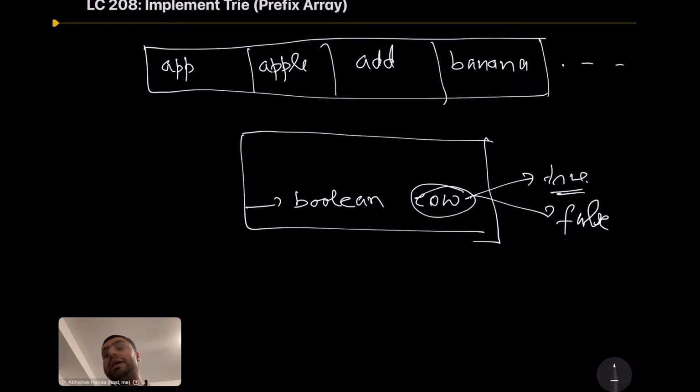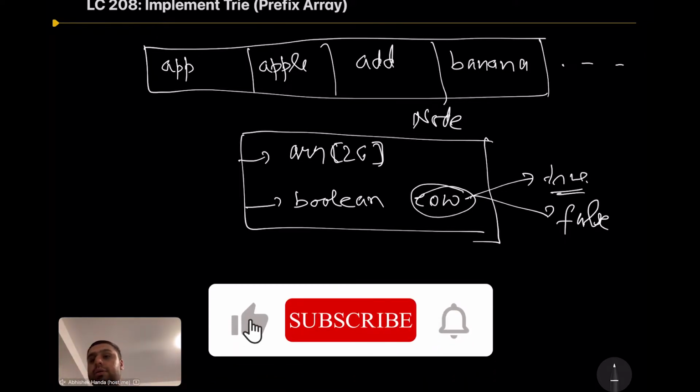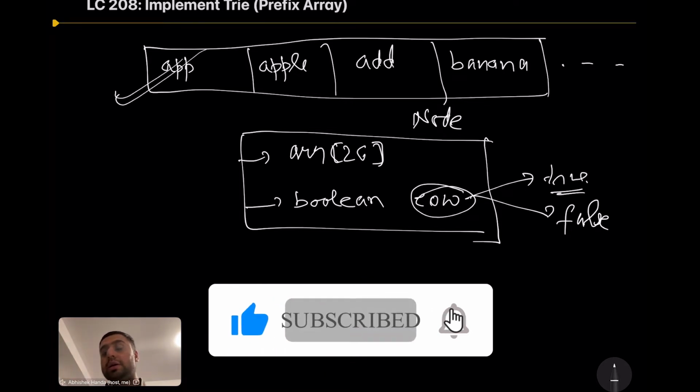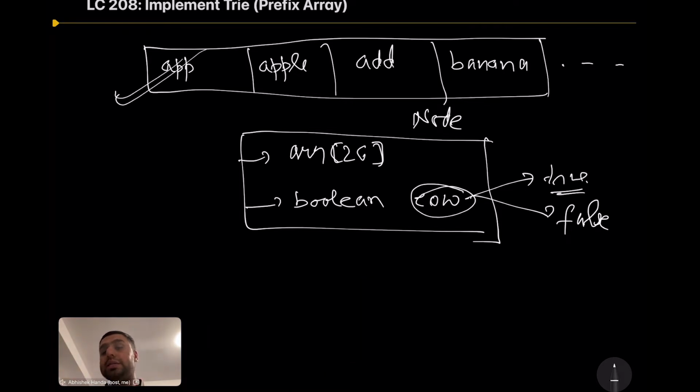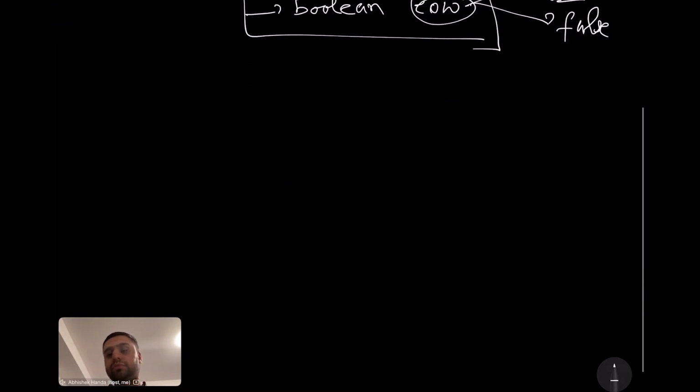Next, we are going to have an array of size 26. This array is going to contain references to other nodes only. So this is a node, and it will contain references to the other nodes, similar to a binary search tree or binary tree. Okay, so let's try to convert this array into a data structure like a trie. What will happen is the end of word will be false.